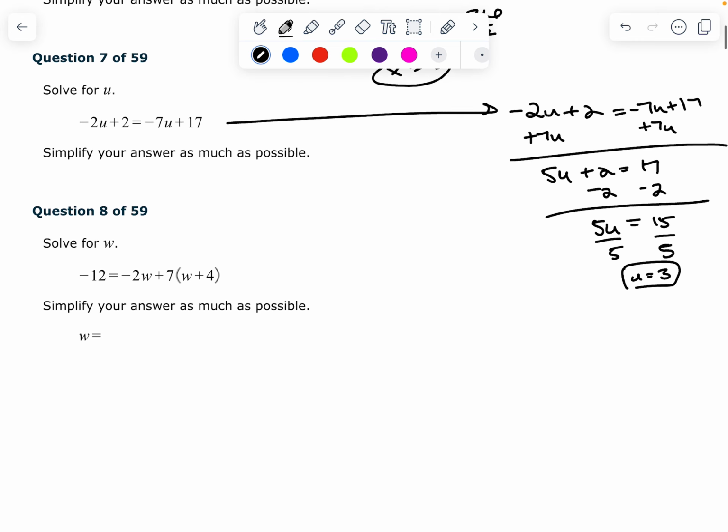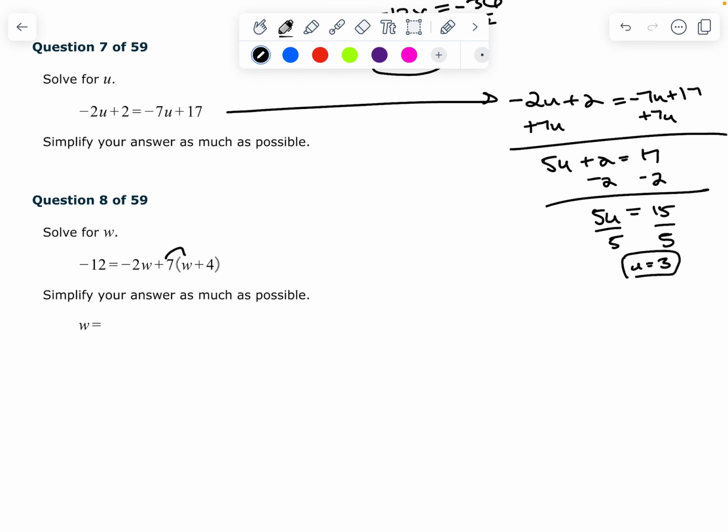Question 8, same type of question. I see parentheses. The first thing I want to do is distribute. So negative 12 equals negative 2w plus 7w plus 28. That 7 has to go to both items there. I have like terms here. Negative 12 equals 5w plus 28.